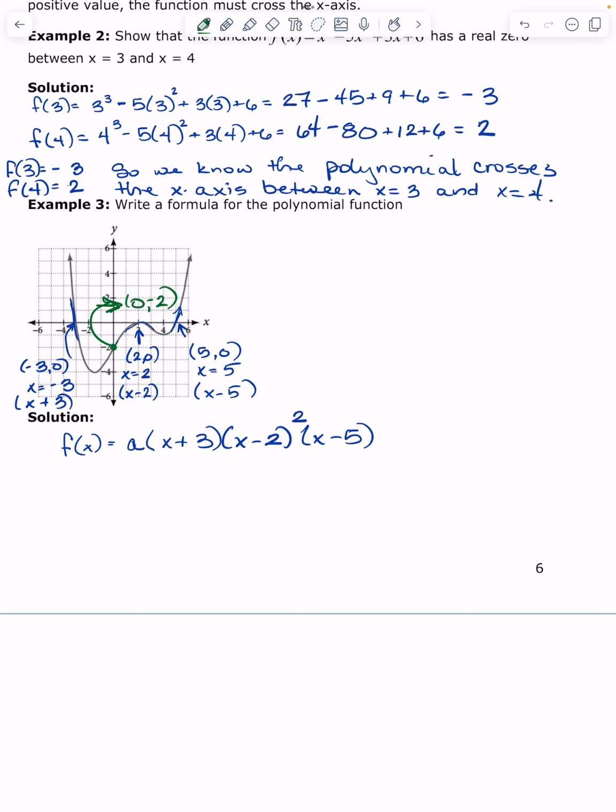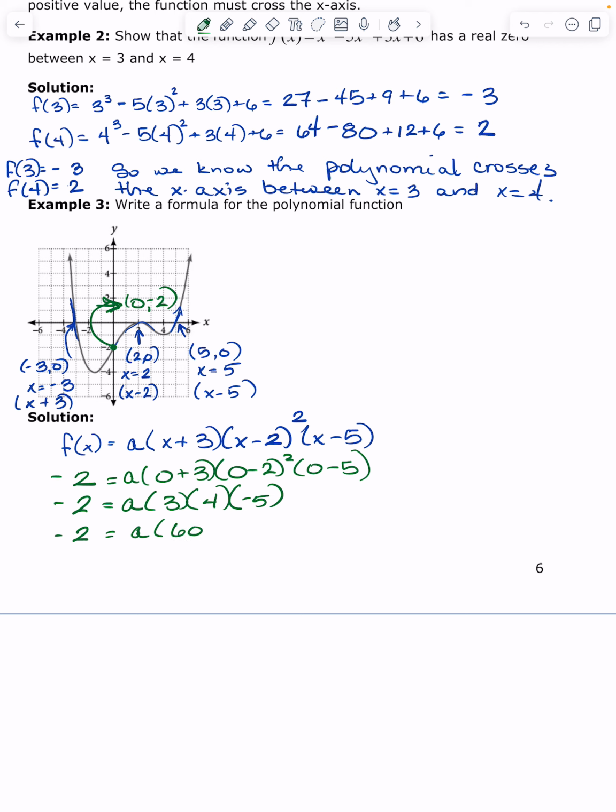Which is 0, negative 2. Which means when I plug in 0 for x, I'm supposed to get negative 2 for y. So we should be able to find the a that makes this true. 3, I got negative 2 squared, which is 4, times negative 5. I get negative 2 equals a times negative 60. Divide both sides by negative 60, and I do get an a that's positive, positive 1 over 30.